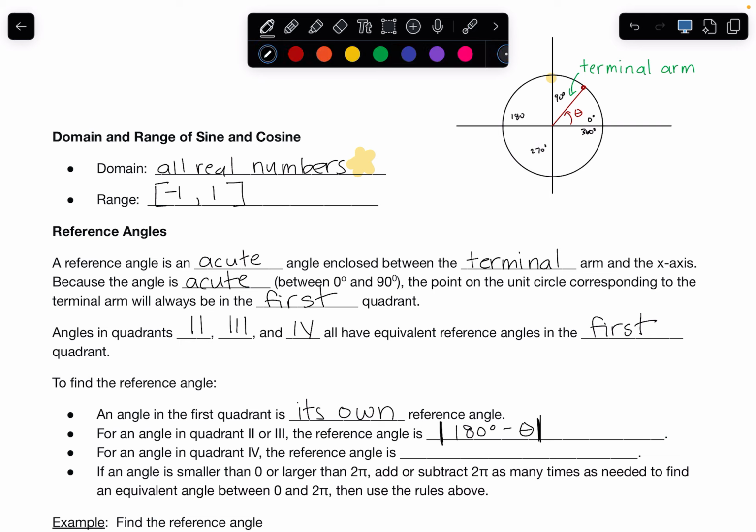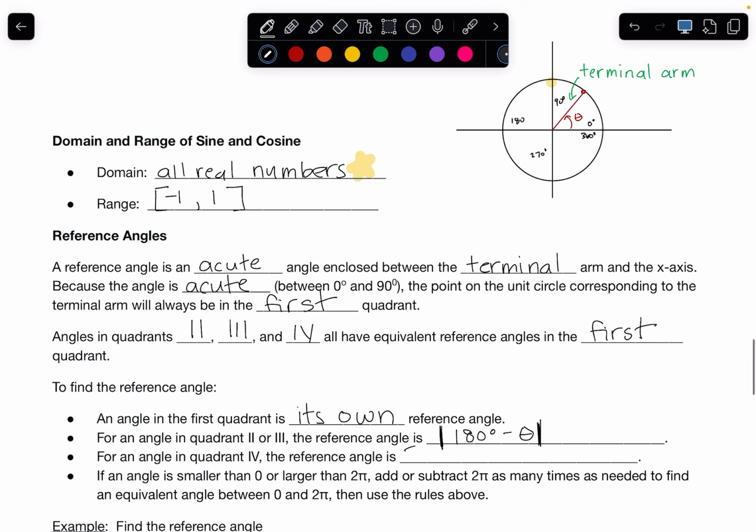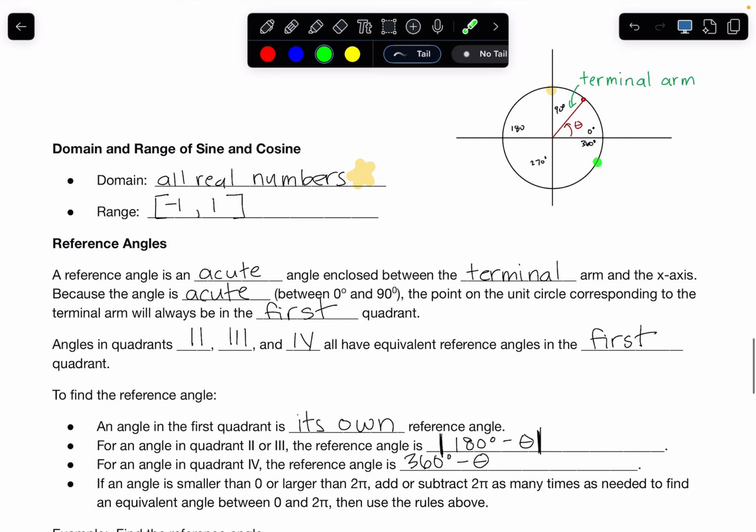Good. If we are in quadrant 4, so we are down here, we are looking at 360 minus our angle. And if I'm in quadrant 4, so down here, if I do 360 minus that angle, it effectively reflects me up here.